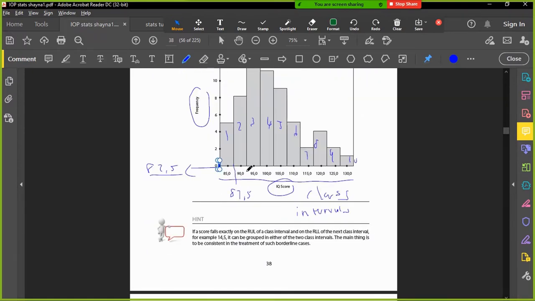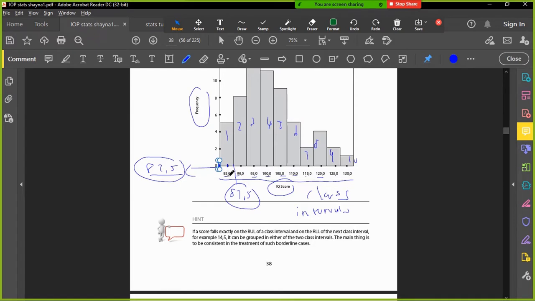Oh, so they haven't put the exact numbers on the graph. They haven't put each number on the graph. They've just put one number. Okay, fine. Oh, okay. All right.